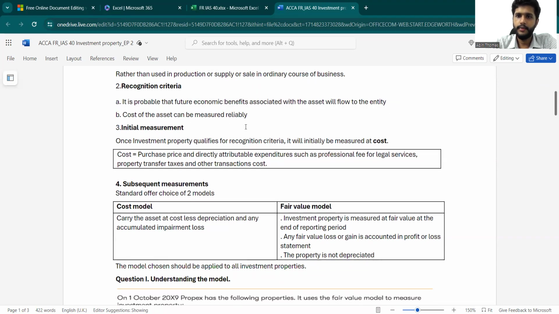In the case of land, we can use a land valuer, a real estate valuer. They provide the professional service for us to get the value of the land. Then we see in the initial measurement: initial measurement will be the purchase price plus any directly attributable expense such as professional fee, legal fee, property transfer fee and other transaction cost. So all this cost can also be added to the original price of the land or property.